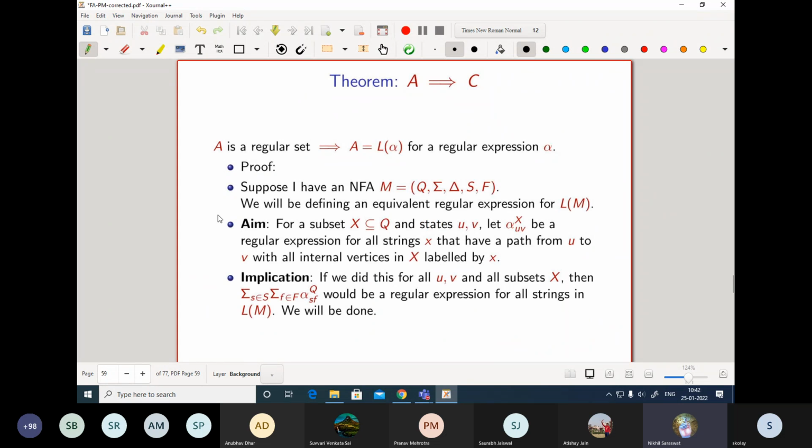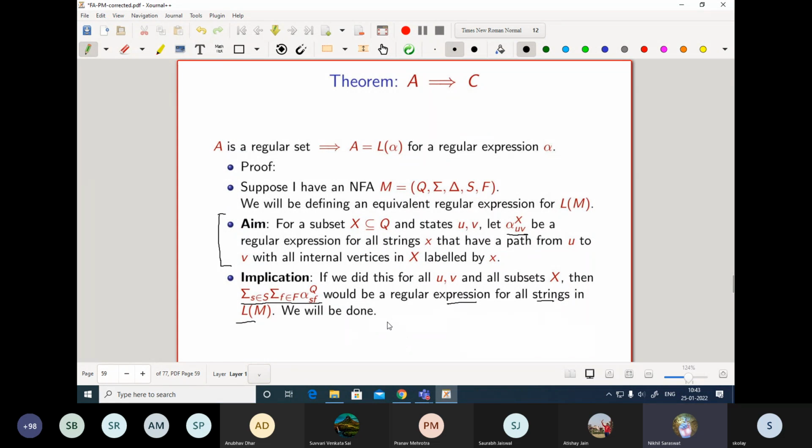And notice that if we fulfill this aim, if we can prove this aim, then the implication is that you consider this particular regular expression. If we assume that such alpha X UVs can be constructed for all subsets X and for all states U, V, then you consider this regular expression, summation over all the start states in the NFA and over all the final states in the NFA, alpha SF Q. This would be a regular expression for all strings in LM, and then we will be done.